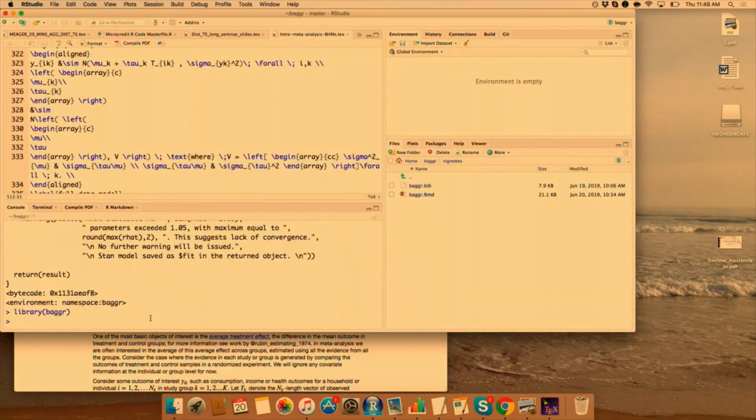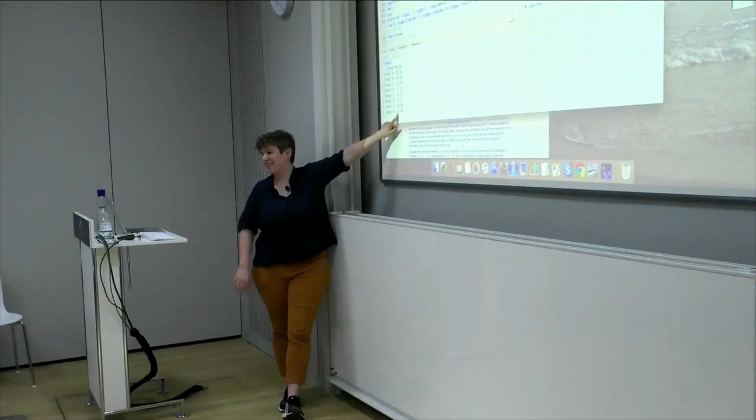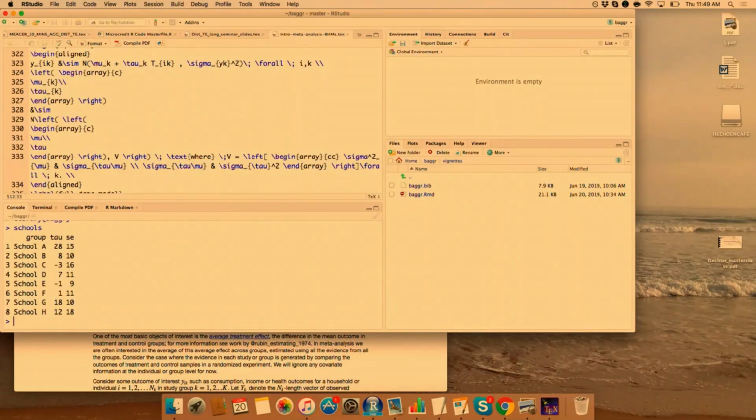Okay, so we have Bagger. And then, let me show you schools. So this is Rubin's 8 schools data set. You've got tau, his treatment effects, as Ava's notation showed you. You've got the standard errors. So now you want to totally replicate Rubin's analysis.